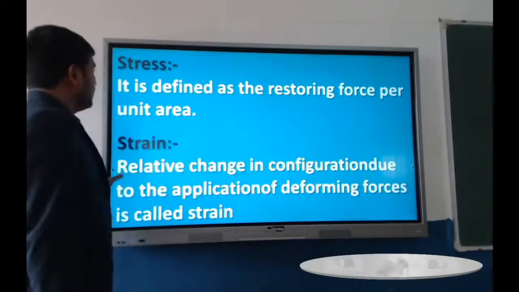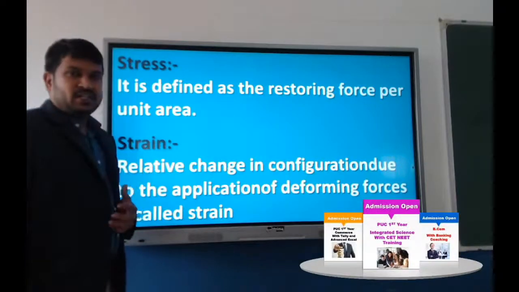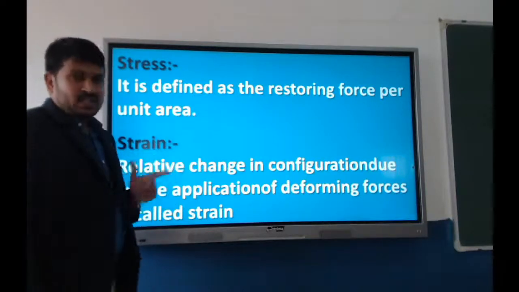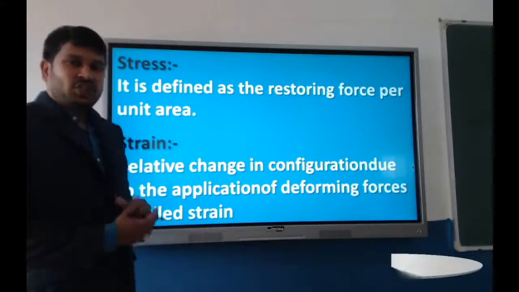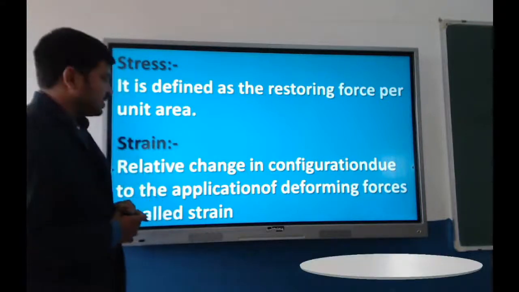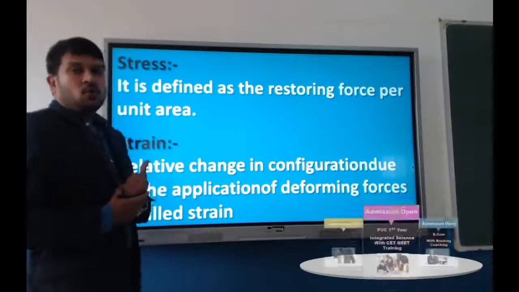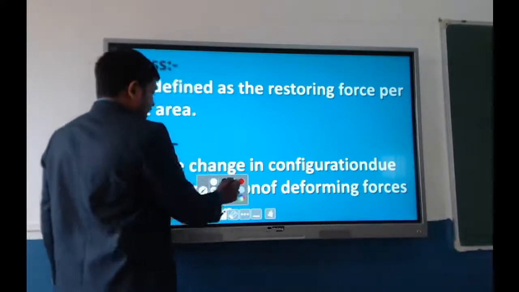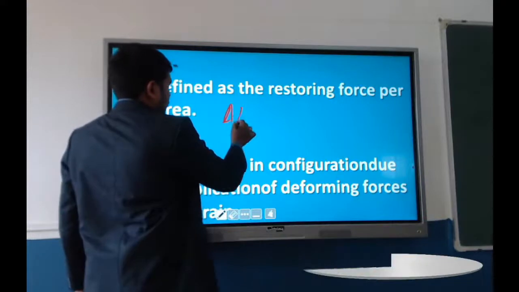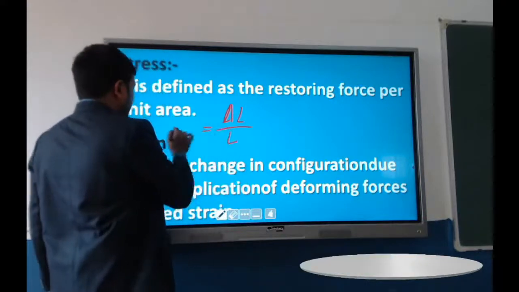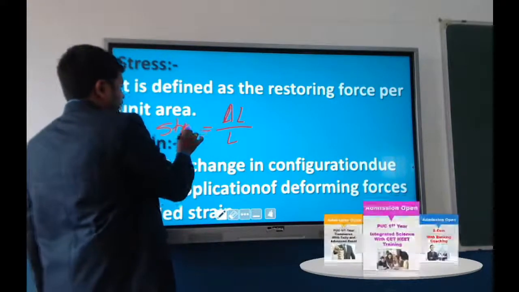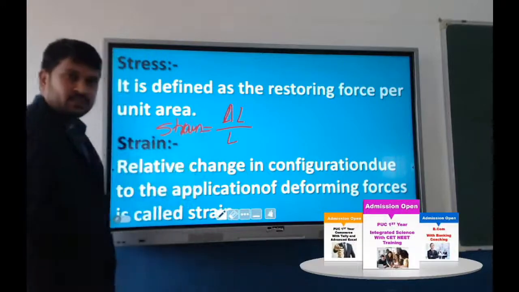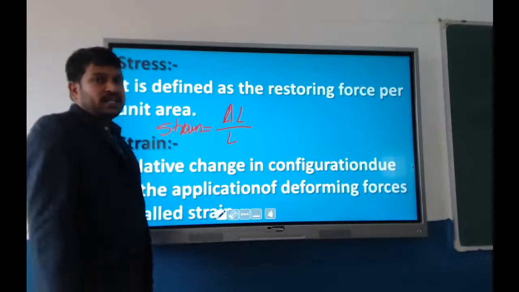Okay, now another one is strain. Strain is nothing but what? By applying the stress, the length changes. The change in length to the original length is known as strain. Strain is nothing but the change in length to the original length.